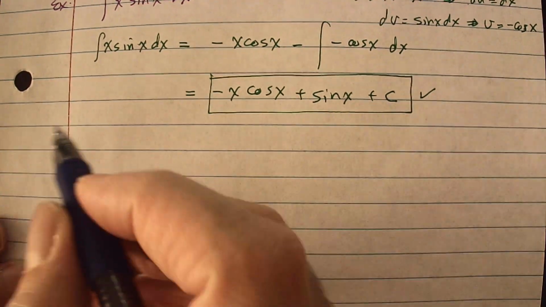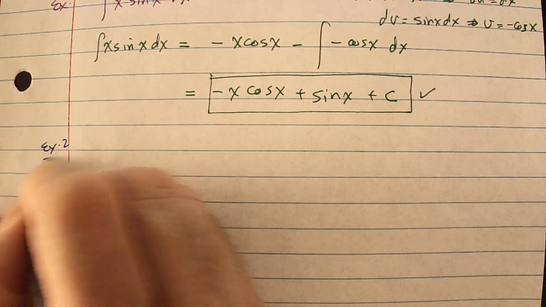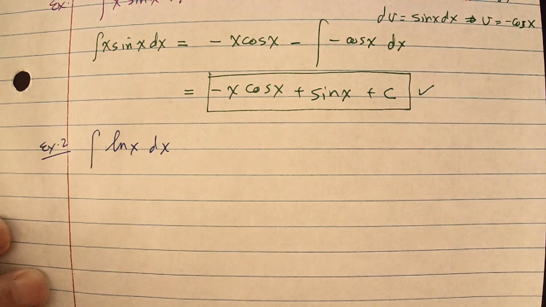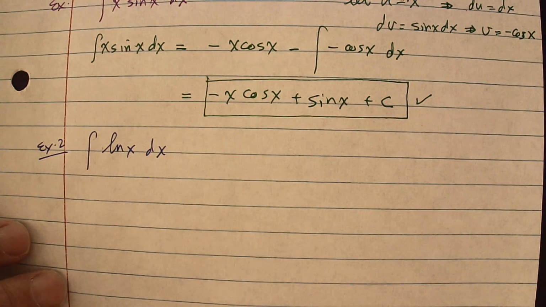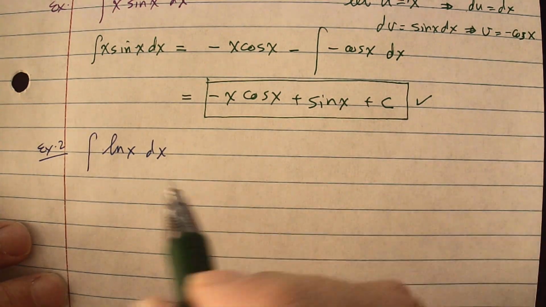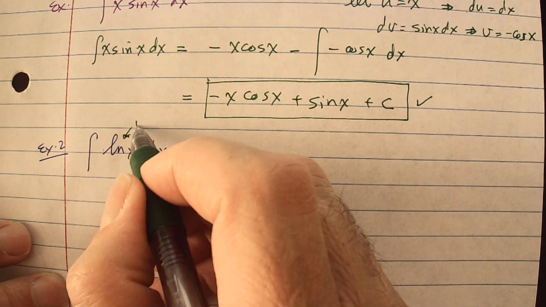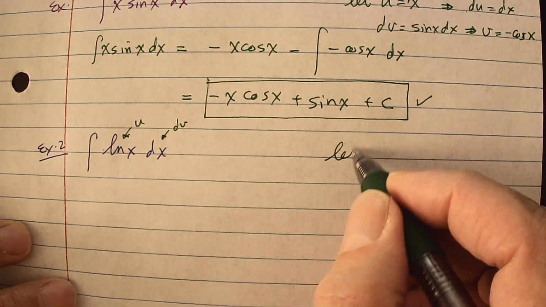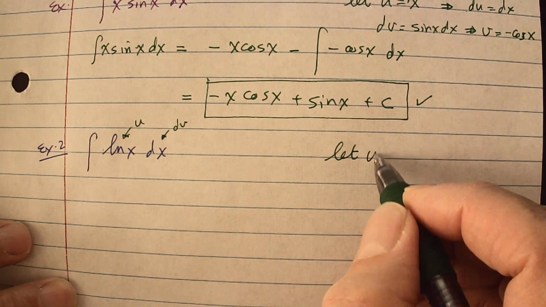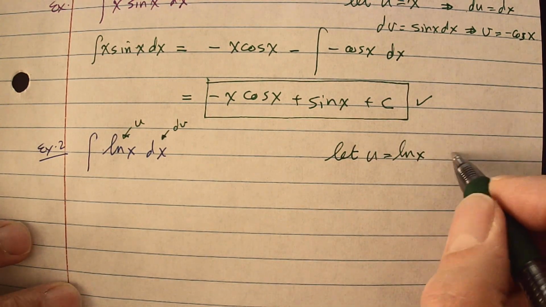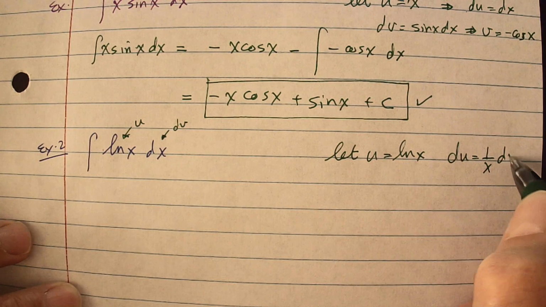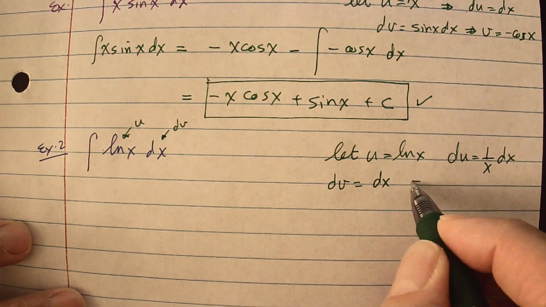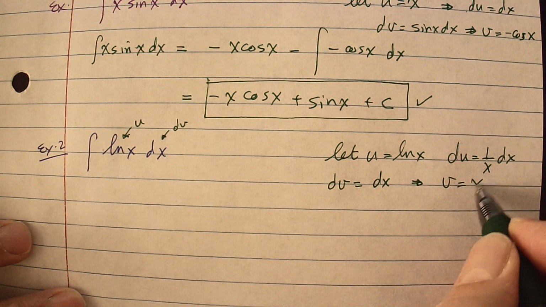Okay, example number 2, the integral of ln x dx, where here it's recommended that we take the u to be ln x, and this is dv. So let u equals ln x, therefore du is 1 over x dx, and dv is dx, where v is then x.